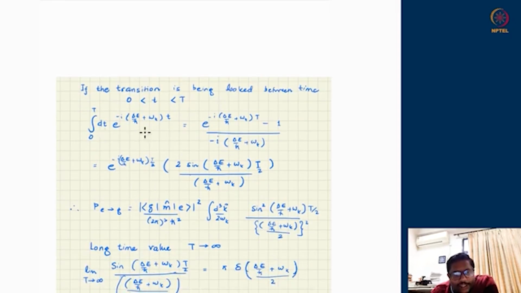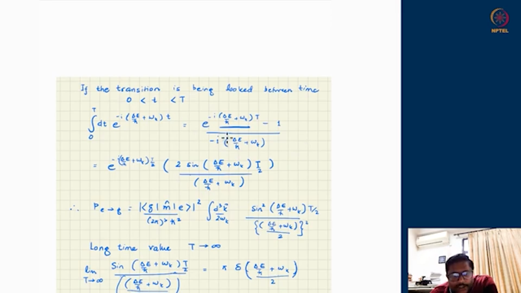I have a simple exponential as the integrand, which is a fairly simple exercise. You can see that you will directly get the exponential back divided by minus iota times delta E upon h bar plus omega k. So that would be the integral. When I put in the two limits, for the upper limit I will get this term over here, and for the lower limit, with small t put to 0, I will get just a minus 1. The denominator is common for both terms.